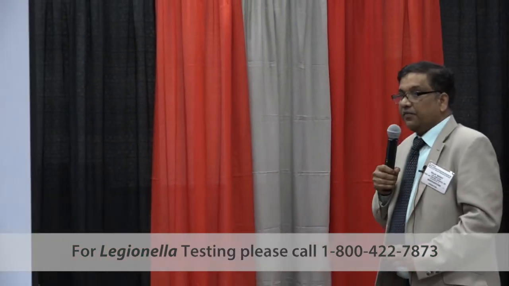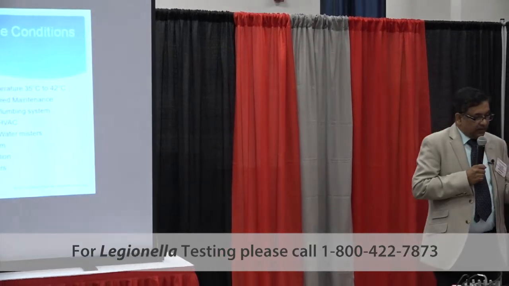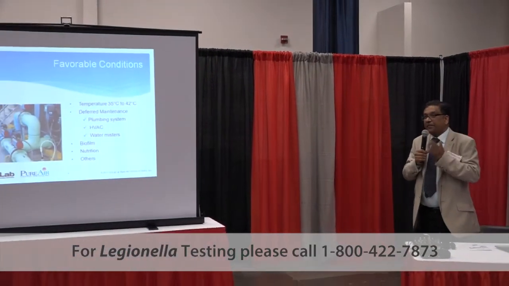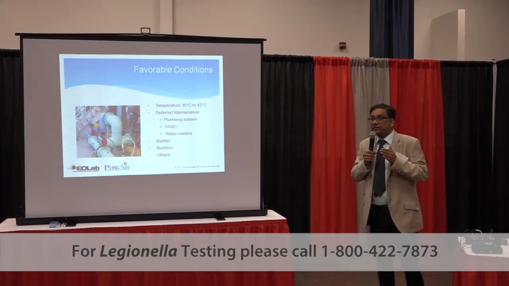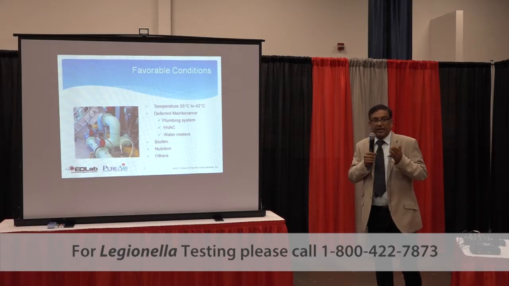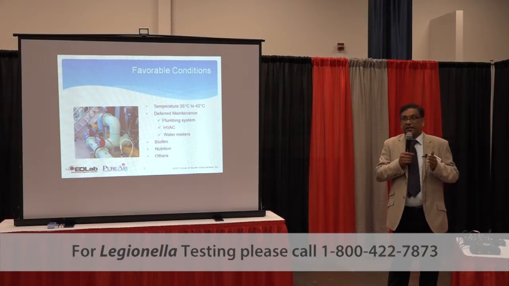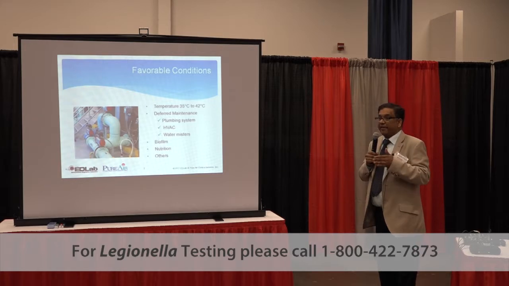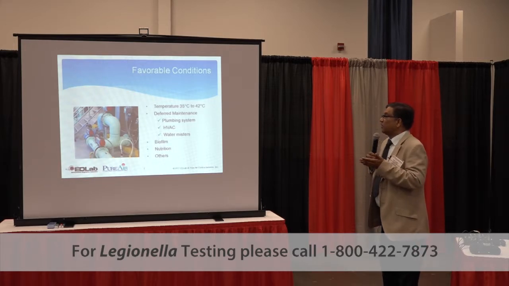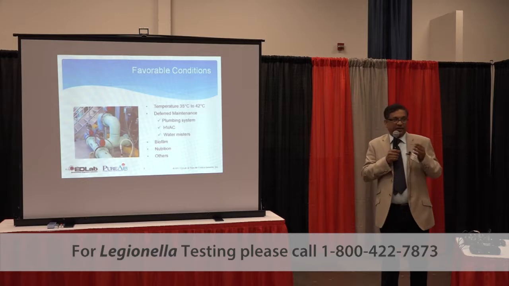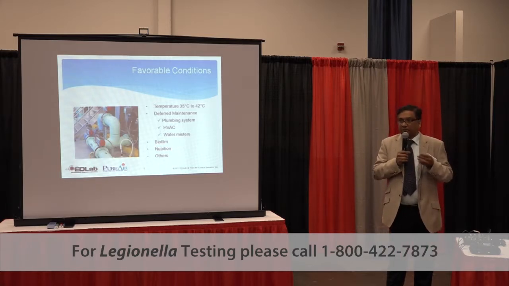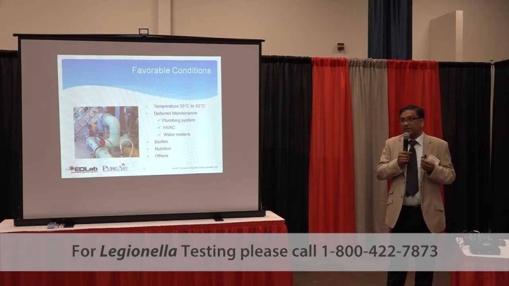What is the favorable condition for this bacteria? The favorable condition, first of all, is the temperature. This is a very unique bacteria because it likes a little higher temperature and it can survive at a greater temperature. Typically, bacteria are very sensitive to temperature, and a lot of bacteria are not capable of tolerating the higher range of temperature. So 35 degrees Celsius to 42 degrees Celsius, which in terms of Fahrenheit is sometimes above 100 degrees Fahrenheit. So it's a lot of temperature this bacteria can survive.